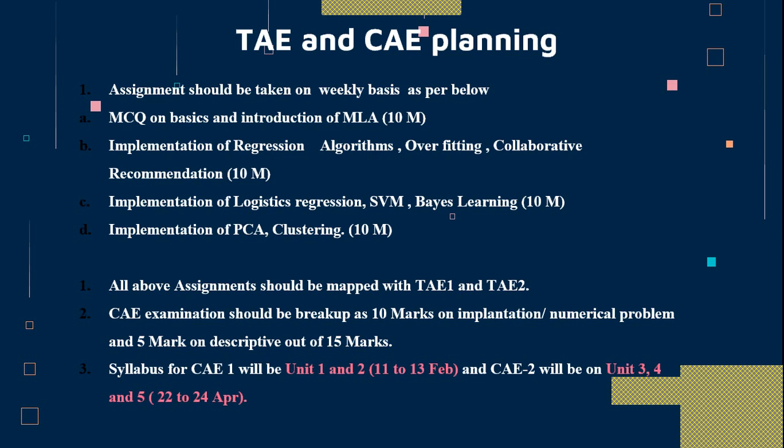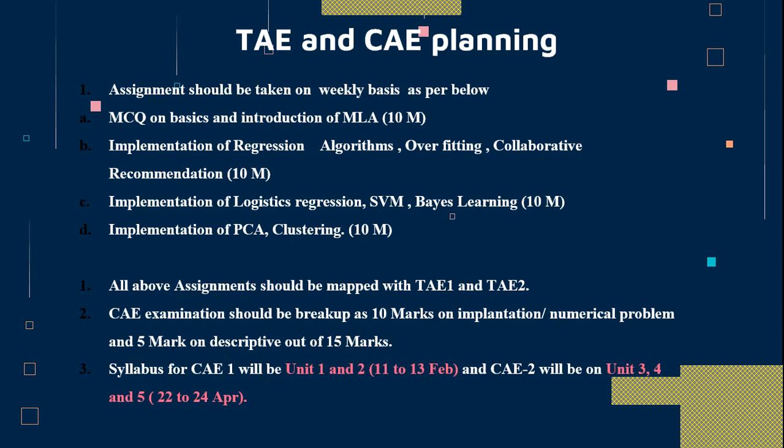Then there is the regular CA exam of 15 marks. In that exam, 10 marks are on the implementation of numerical problems and 5 marks on descriptive. I will give some numerical problems and you have to give the proper answer. And descriptive means explain and describe, all stuff like that, for the 5 marks.